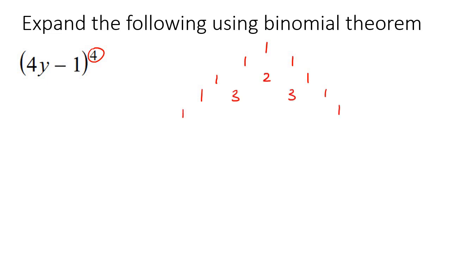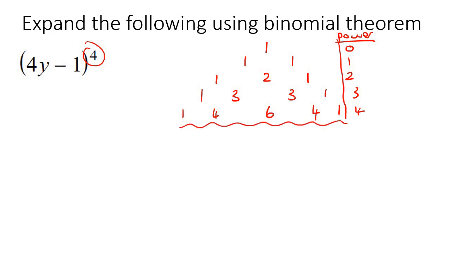2 plus 1 is 3. 1 plus 3 is 4. 3 plus 3 is 6. And 3 plus 1 is 4. Okay, so let's just make sure we've got everything in that we need. So this is power 0. Power 1. When I talk about power, I'm talking about this number, okay? To the power of. That's what I meant. 2, 3, and 4. Yes, okay, so we want the 4. Great. So we are looking for these numbers here. Okay, so that's going to be 1 plus 4 plus 6 plus 4 plus 1. Okay, and then what you do, let me actually space that out a bit.